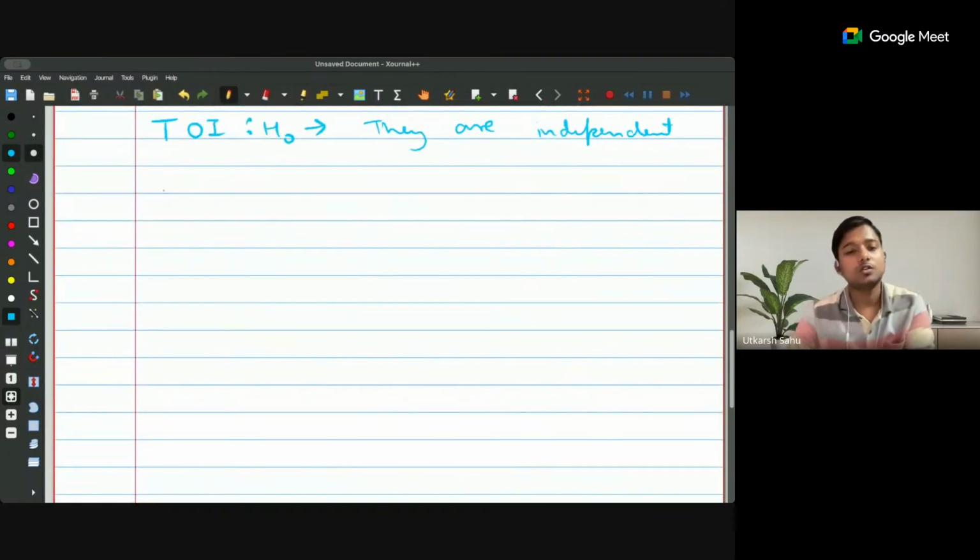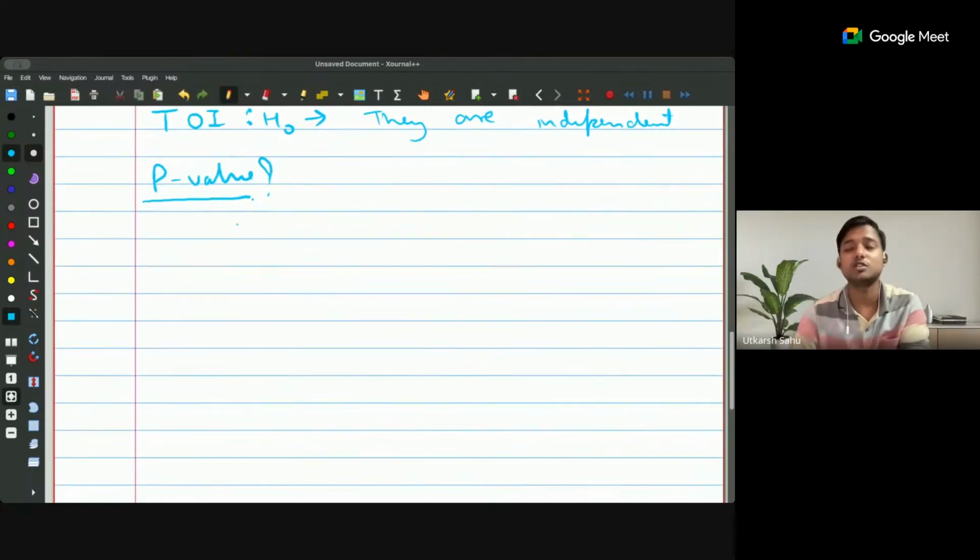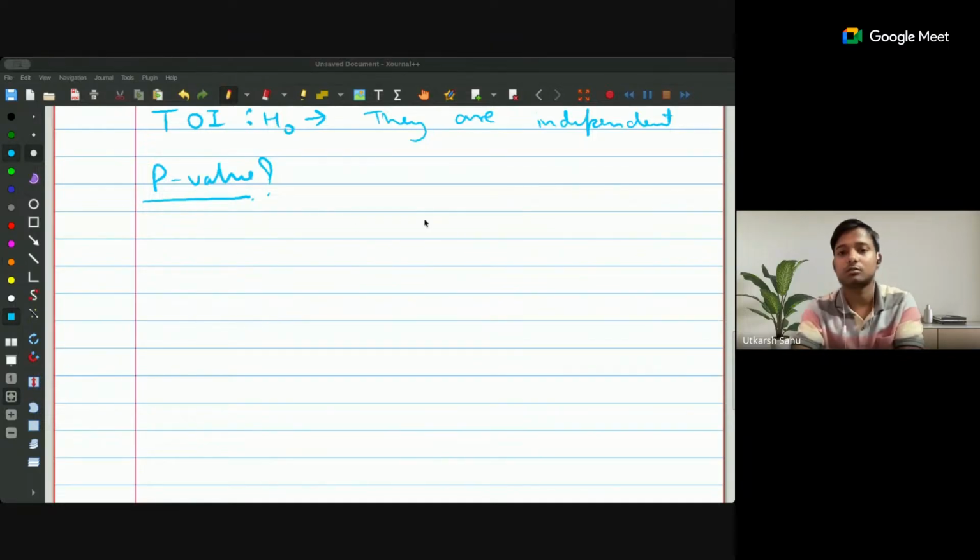And coming to your p-value, can anyone tell me what is p-value? They have asked this question in your theory, MCQ, MSQ. So knowing p-value is very important. Anyone?